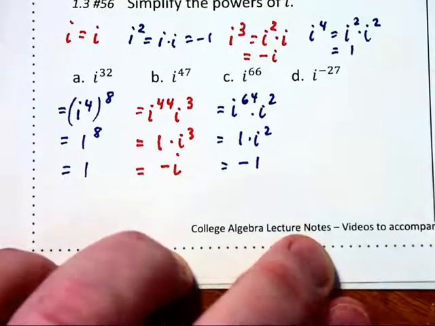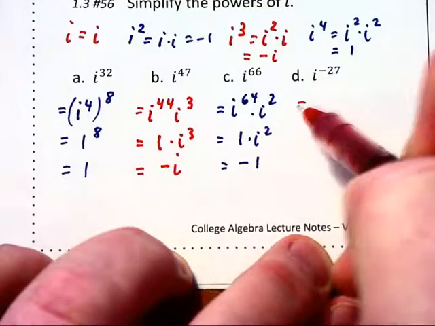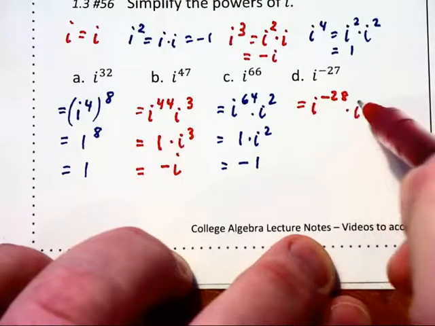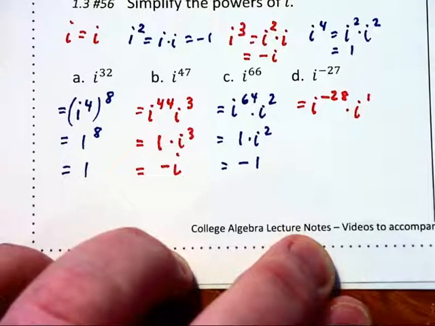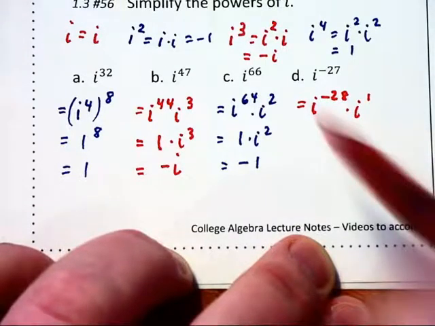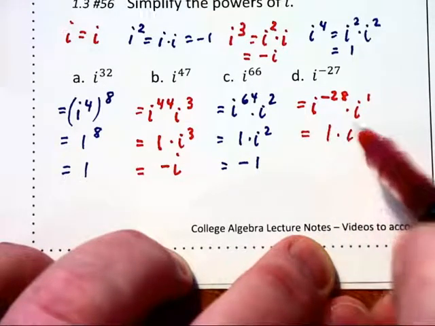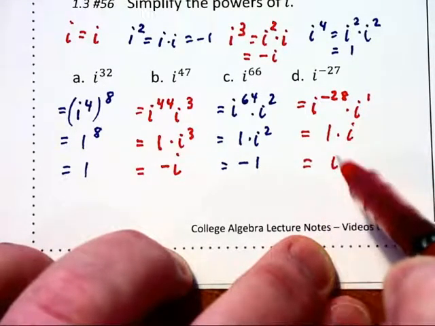For i to the -27th, that is equal to i to the -28th times i to the first. i to the -28th is a multiple of i to the fourth, so we're going to have 1 times i, which will then simplify to i.